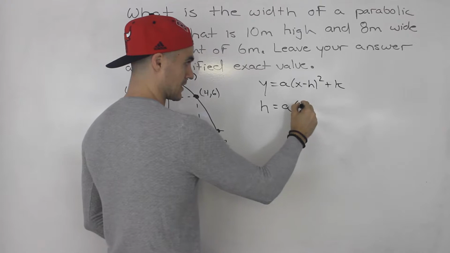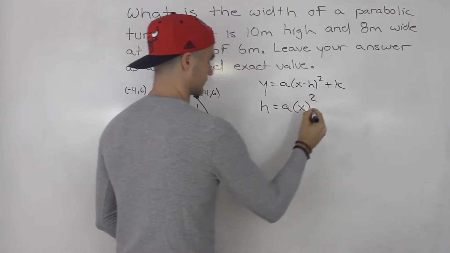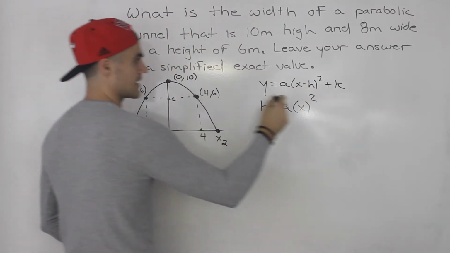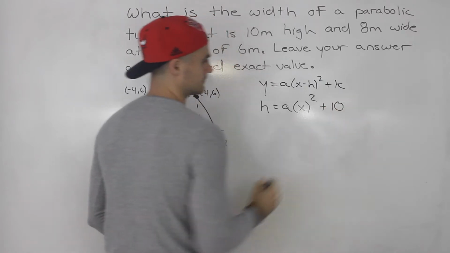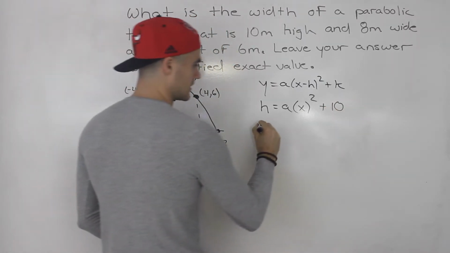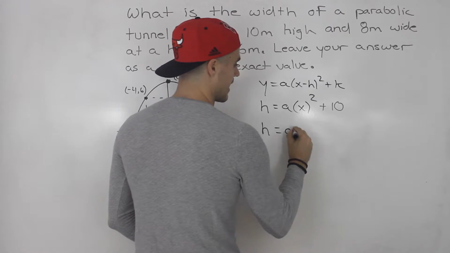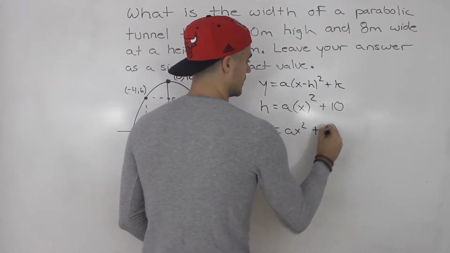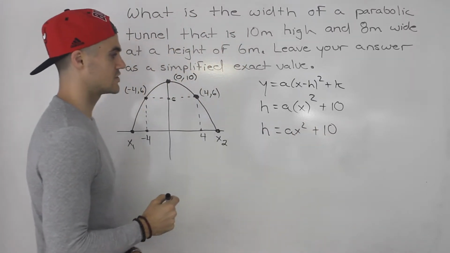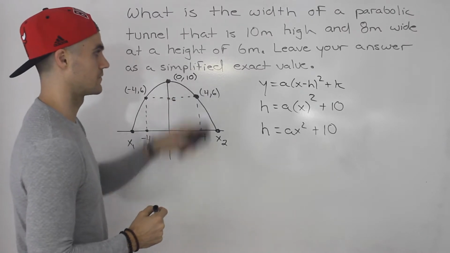So x minus 0 is just x. And then the k value is 10. Like that, so we got h equals ax squared plus 10. Right? The vertex is (0, 10).